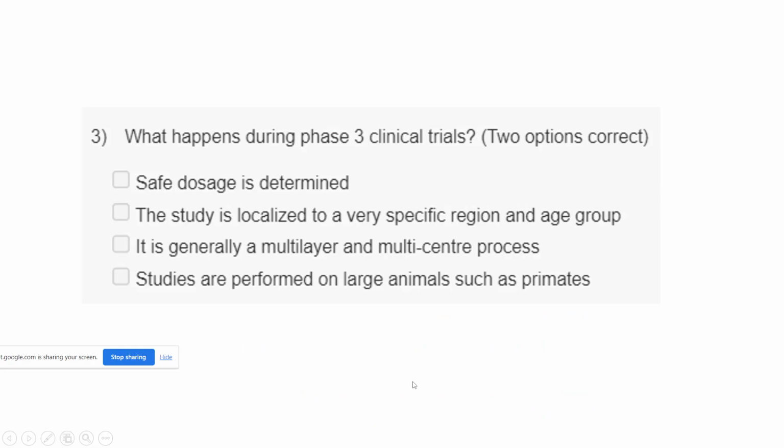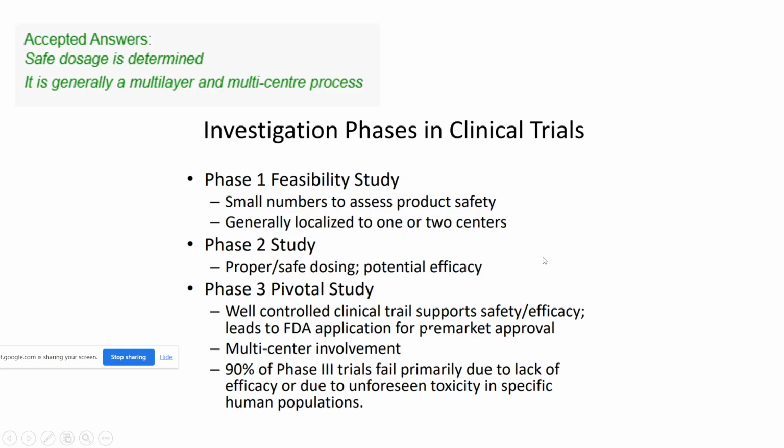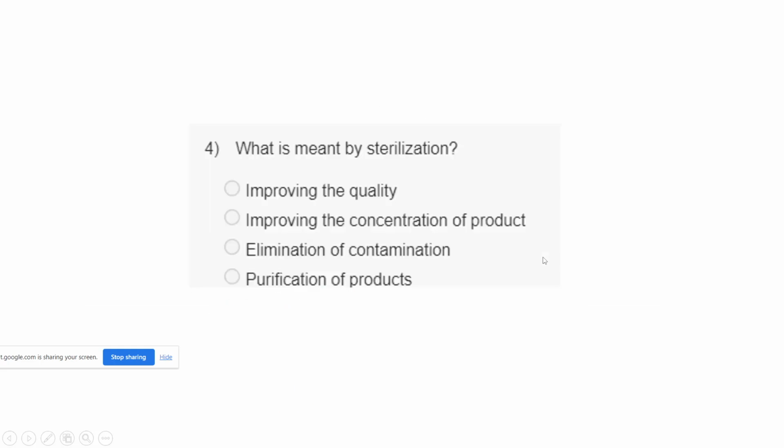Now this was the third question. What happens during phase 3 clinical trials? The correct options would be that safe dosage is determined and it is generally a multi-layer and multi-center process. Now this is the fourth question. What is meant by sterilization? The correct answer would be elimination of contamination.